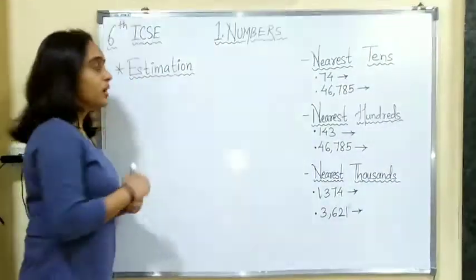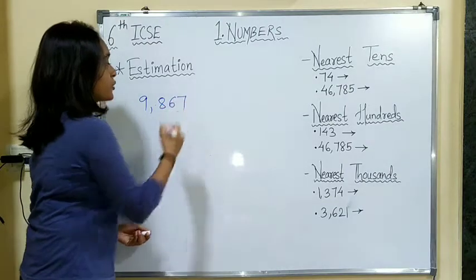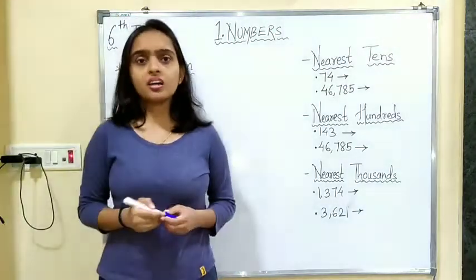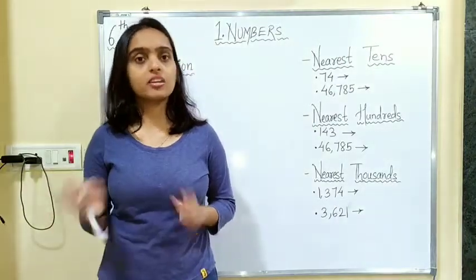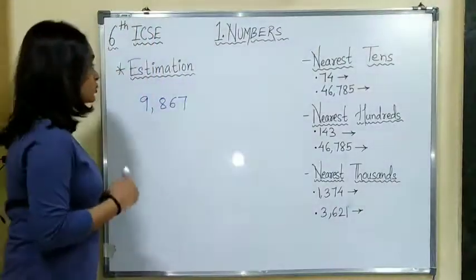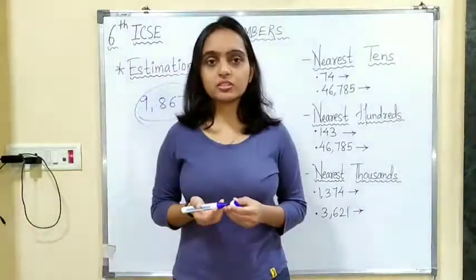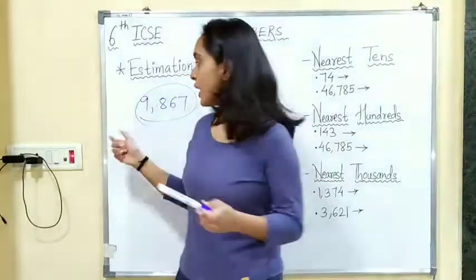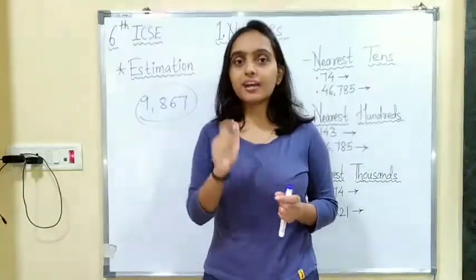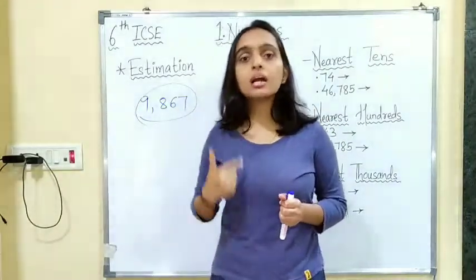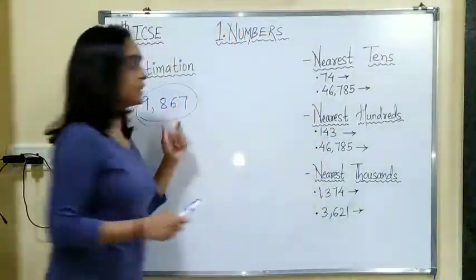If I tell you I have 9,867 rupees, then again I will tell that 9,867. No, I can tell you that I have around 10,000 rupees. So it gives you an idea of how much money I have. That is, 10,000 means I have somewhat less or greater than 10,000. That is why we study estimation.